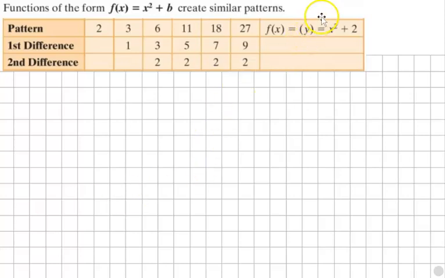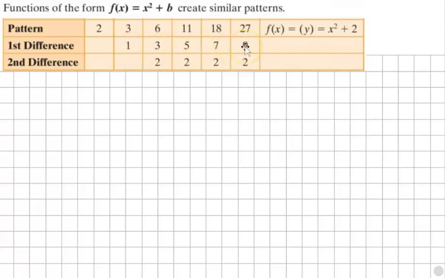Now if we take the function x squared plus 2, our pattern will be 2, 3, 6, 11, 18, 27. The first difference, so to get from 2 to 3 we add 1, to get from 3 to 6 we add 3, to get from 6 to 11 we add 5, and so on. And we can clearly see that the first difference is not the same, so the function is not linear.